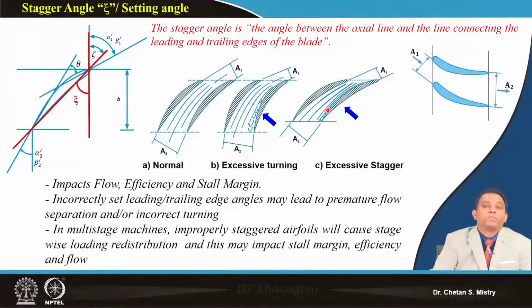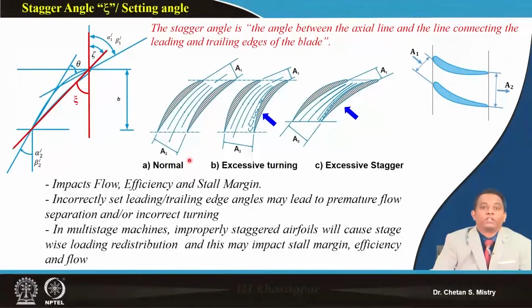At this moment we are discussing everything in the sense of subsonic aerofoils. When we discuss transonic aerofoils, we will realize that this stagger angle is the main driving parameter for the use of those transonic aerofoils, because it manages the flow between two blades. When we discuss the transonic aerofoil, we will touch this point again. It says this stagger angle has an impact on flow, efficiency and stall margin.